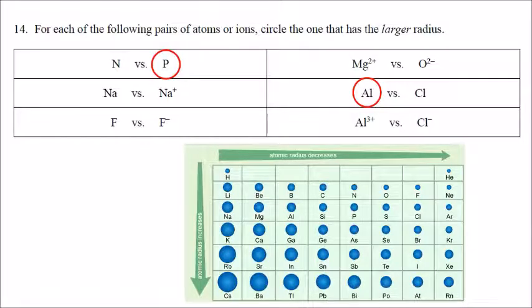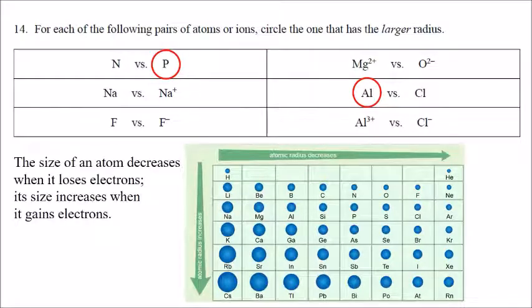Now, based on our next choices, remember that the size of an atom decreases when it loses electrons and increases when it gains electrons.